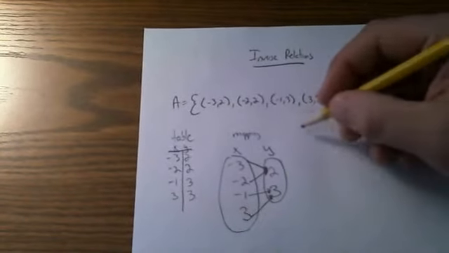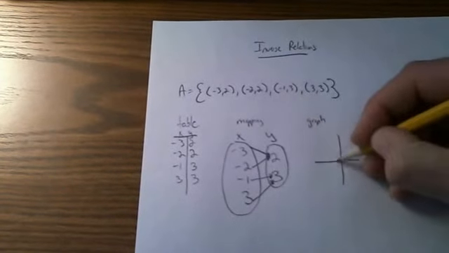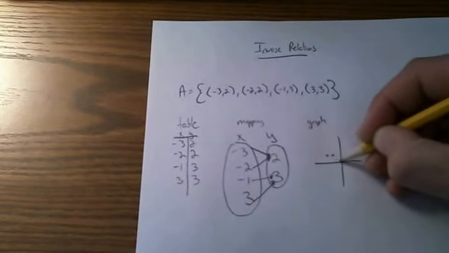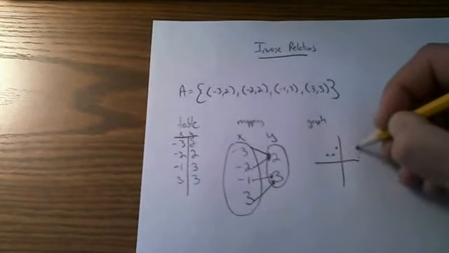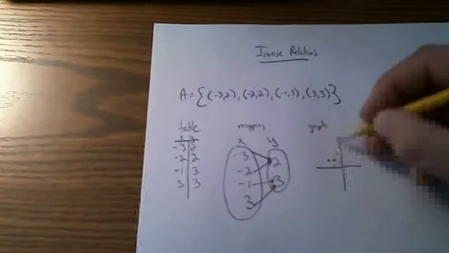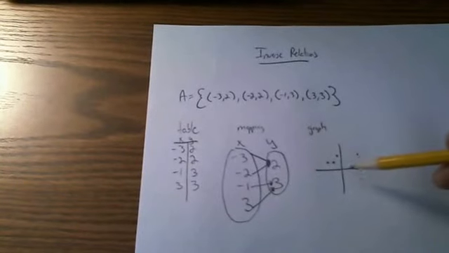If we want to express this as a graph, we would simply plot these ordered pairs. And I'm going to sketch it: (-3, 2), (-2, 2), (-1, 3), and (3, 3). So we can see that this is a function by the vertical line test. It passes the vertical line test because I cannot draw a vertical line through the graph and pass it more than once.